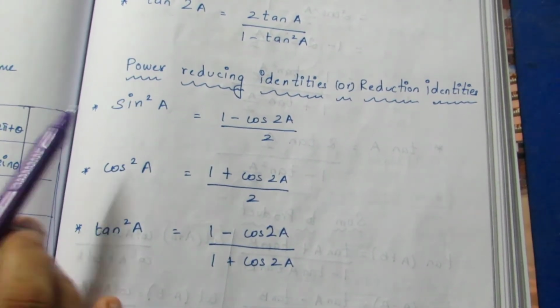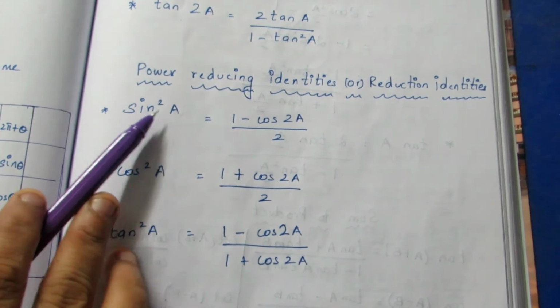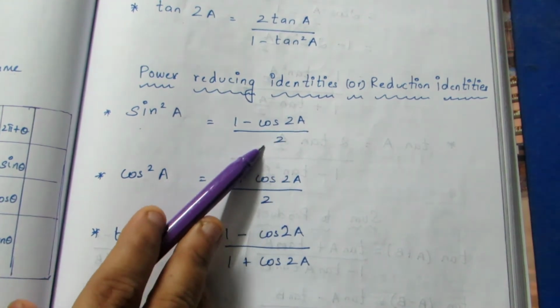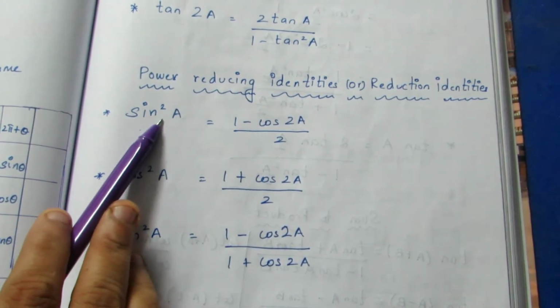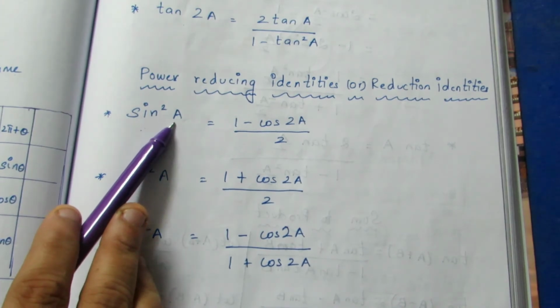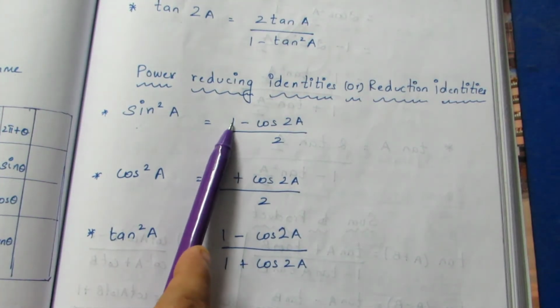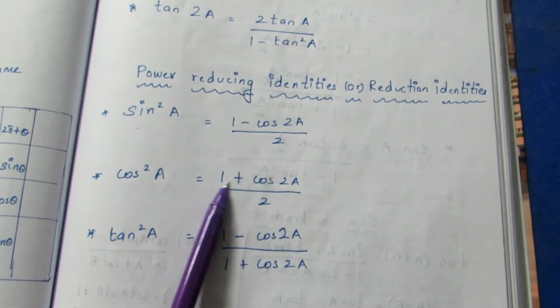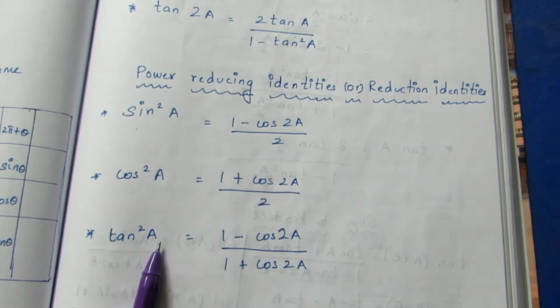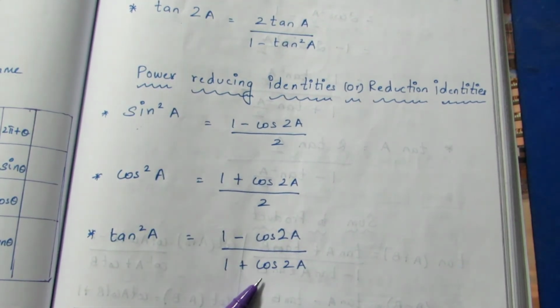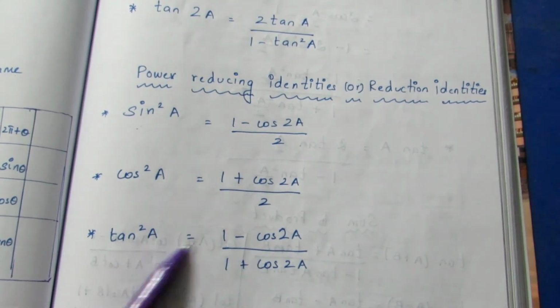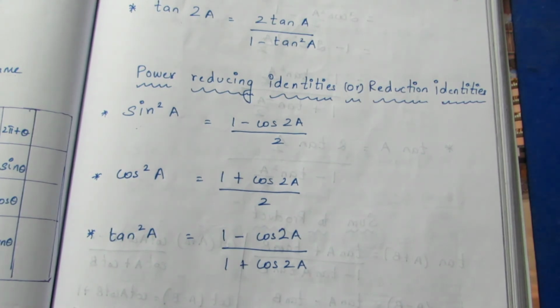Power reducing means we are reducing the power from square. So sin square A can be written as 1 minus cos 2A by 2. We know that sin square A equals 1 minus cos square A, but here it is the power reducing, so 1 minus cos 2A by 2. Here cos square A equals 1 plus cos 2A by 2 and tan square A equals 1 minus cos 2A by 1 plus cos 2A. Here it does not deal with any sin ratio, it deals only with the cos ratio. So these are the power reducing identity or reduction identity.